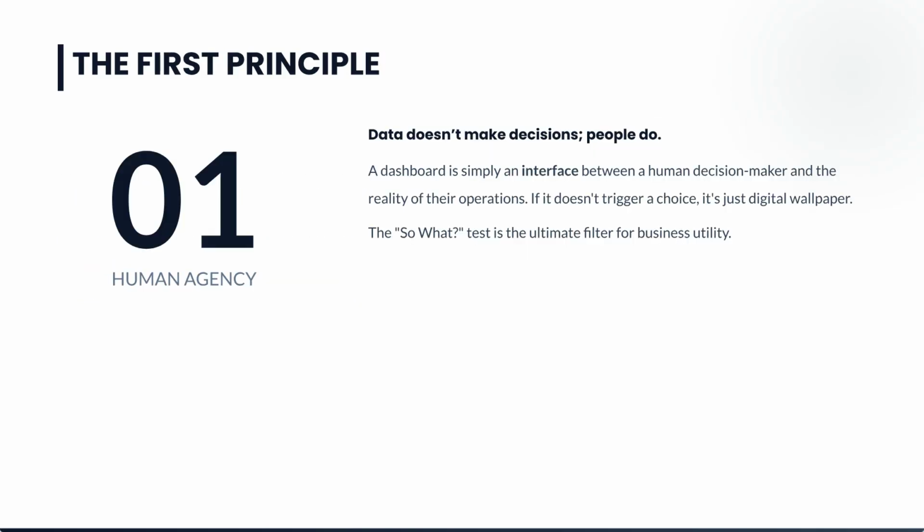The first principle is human agency. Data doesn't make decisions. People do. A dashboard is an interface that must trigger a choice. If it doesn't, it's digital wallpaper. The "so what" test is the ultimate filter for business utility.